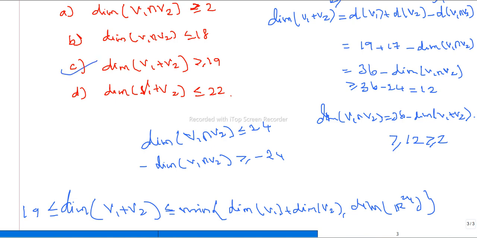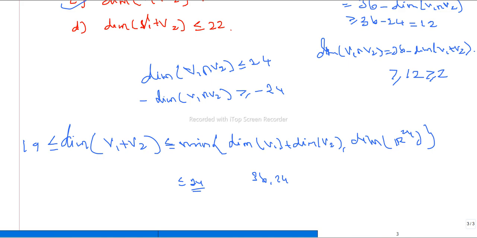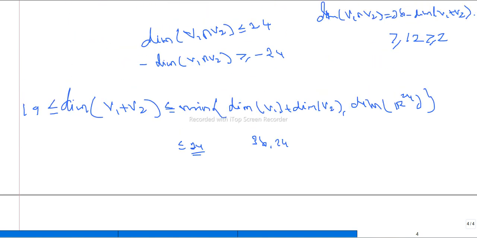Okay, the next one is correct. The answer is greater than or equal to 19.